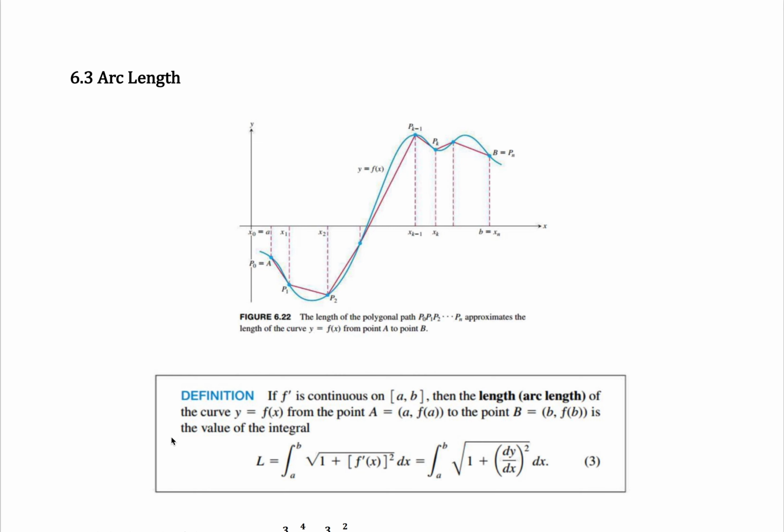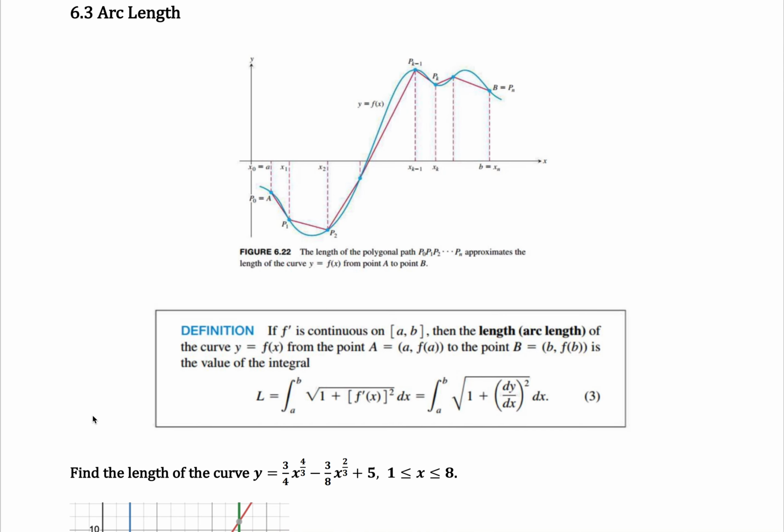But we end up with this formula here, and it's written as a definition. If f prime is continuous on the interval AB, then the length of the curve y equals f of x from point A to point B is given by the integral from A to B of the square root of 1 plus the derivative of f squared dx. We can use this formula then to find our length of curves. And it's actually fairly easy to use.